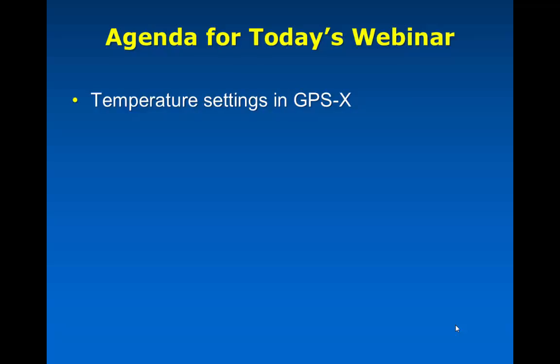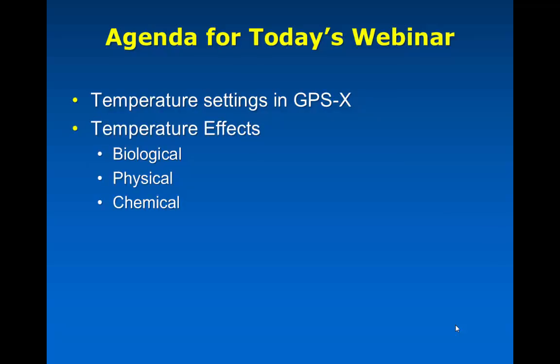We have a couple different ways that temperature is set in the software. And then there are a number of different effects that temperature has on the output of the system. And it actually has far-reaching relationships into the biological parts, the physical parts, and the chemical parts of the activated sludge process. And I'm going to cover all three of those today.